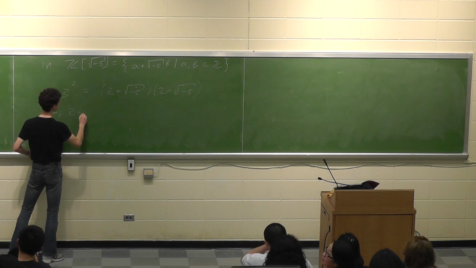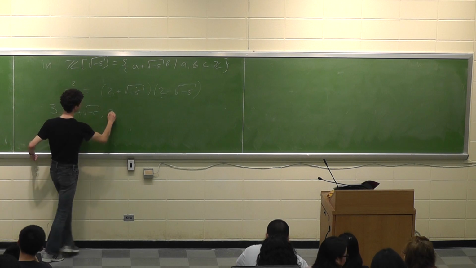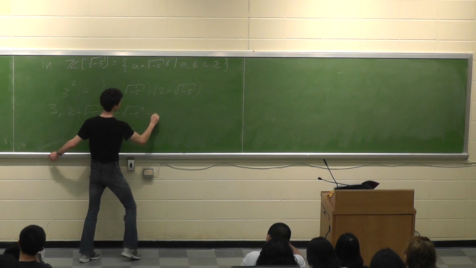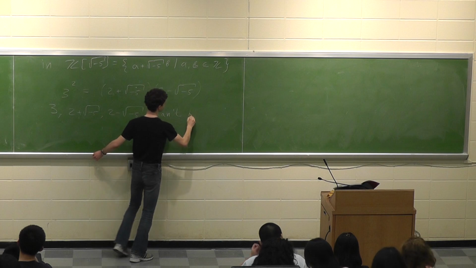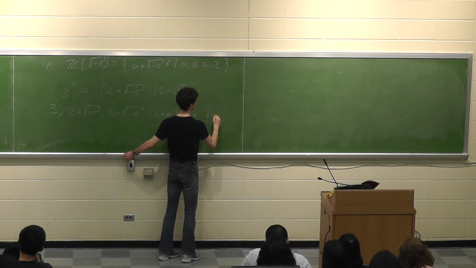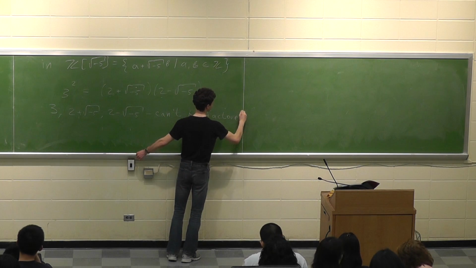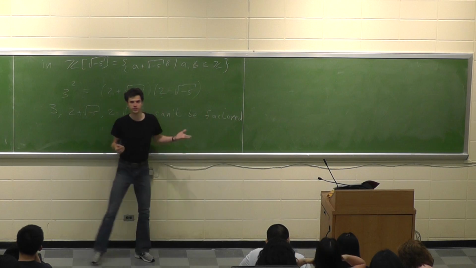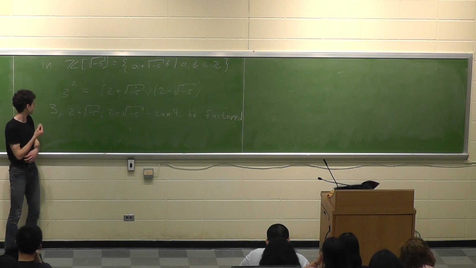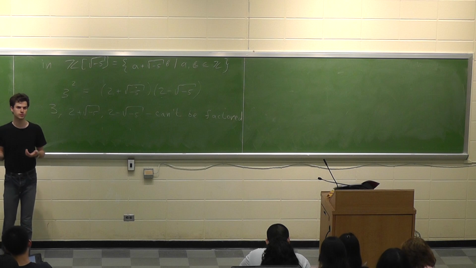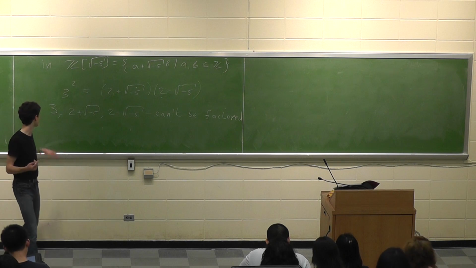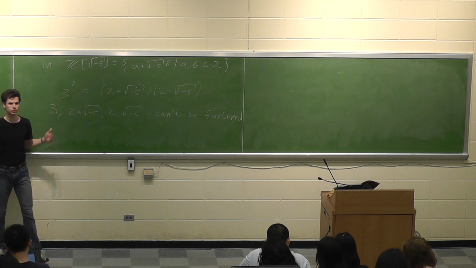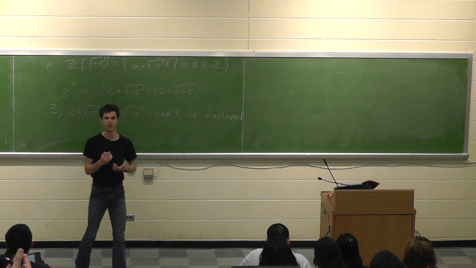Moreover, 3, and also 2 plus square root of -5 and 2 minus square root of -5, can't be factored in any non-trivial way. Of course, it can be factored, say, 3 is minus 1 times minus 3, or 1 times 3, but not in any non-trivial way, not in a way which doesn't involve plus or minus 1.